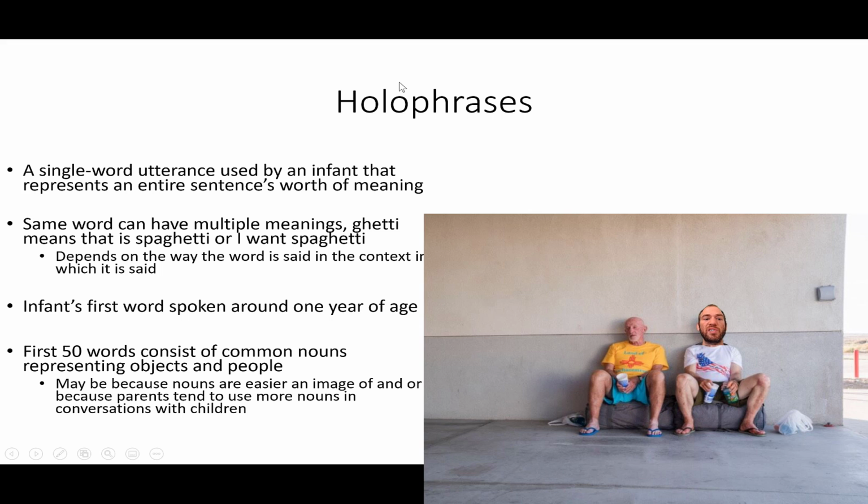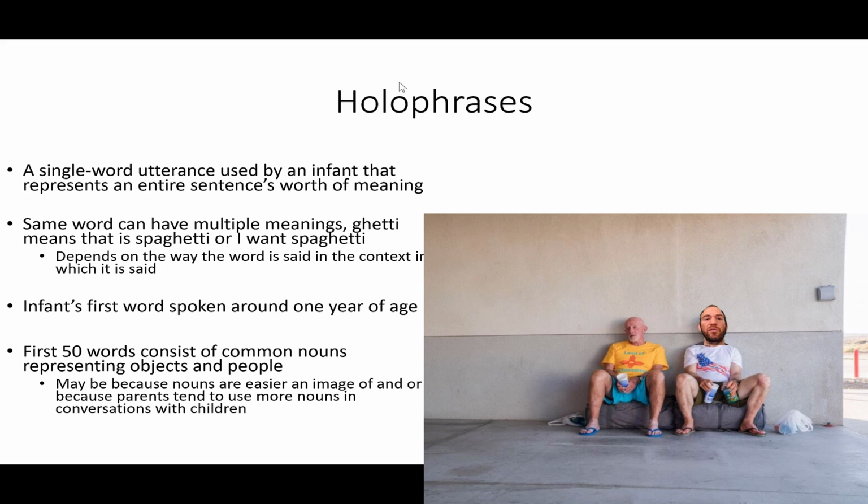Holophrases are single-word utterances used by an infant that represent an entire sentence's worth of meaning. The same word can have multiple meanings. Getty means that is spaghetti, or I want spaghetti, depending on the way the word is said and the context in which it's said. Infants' first words are spoken around 1 year of age. The first 50 words consist of common nouns representing objects and people, maybe because nouns are easier to imagine, or because parents tend to use more nouns in conversations with children.